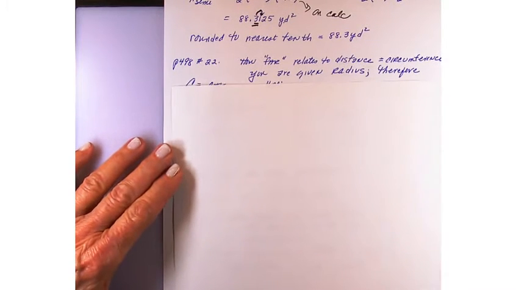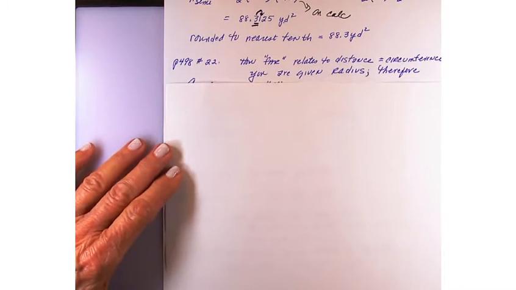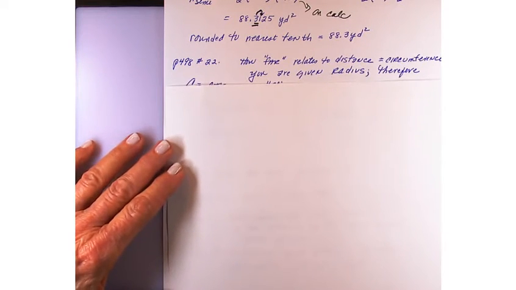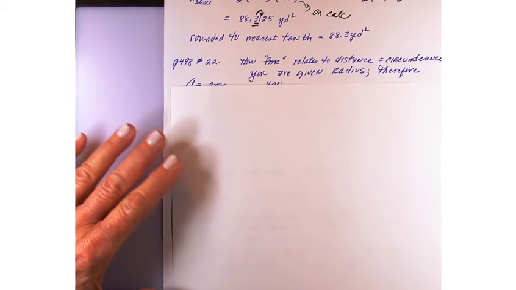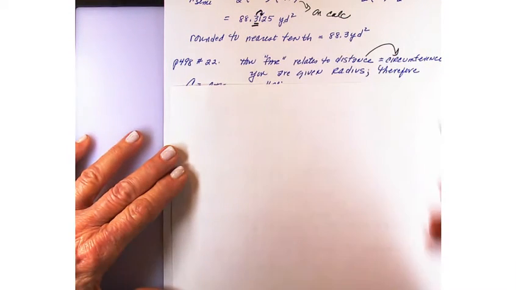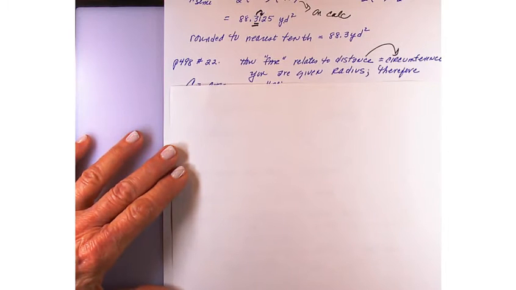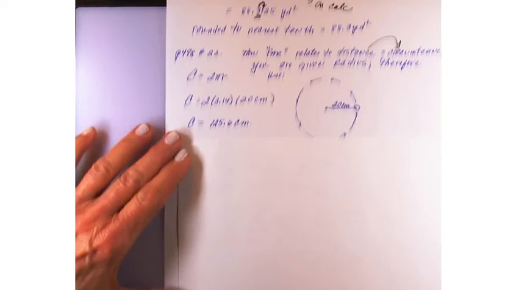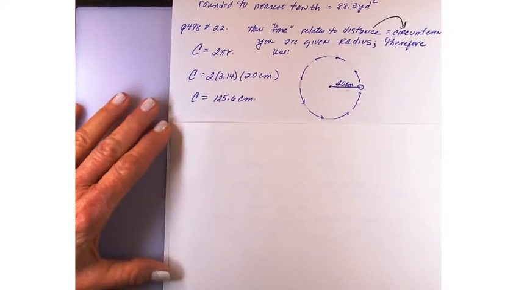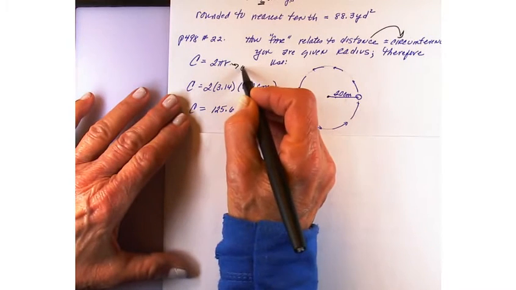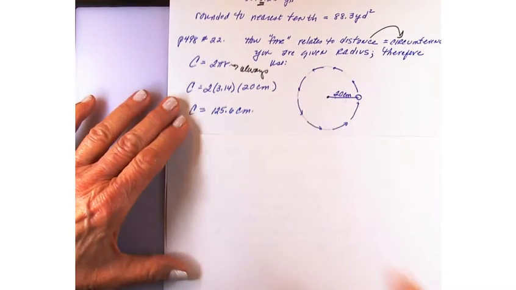Let's look at this. We are now on page 498, and the question says, how far relates to distance. Distance refers to circumference because we're talking about a circle, and you are given the radius. Therefore, we're talking about this ball here, is that we have circumference equals 2. Always write the formula down.